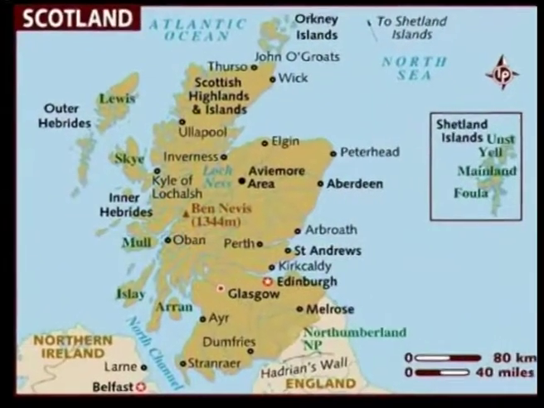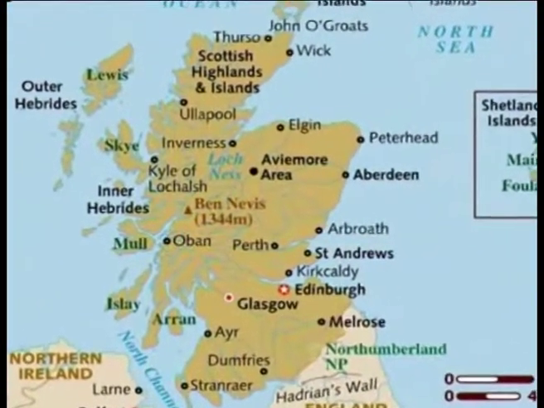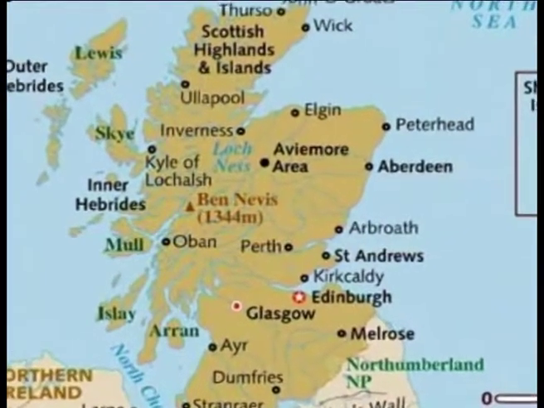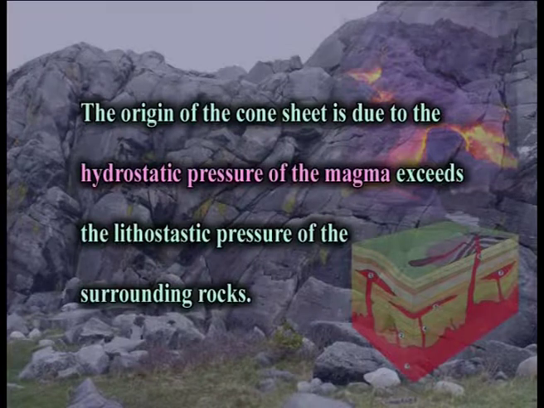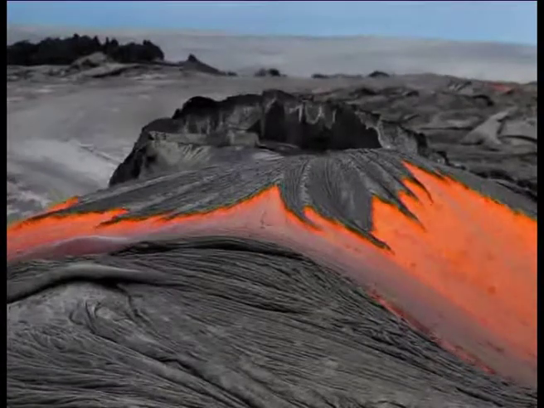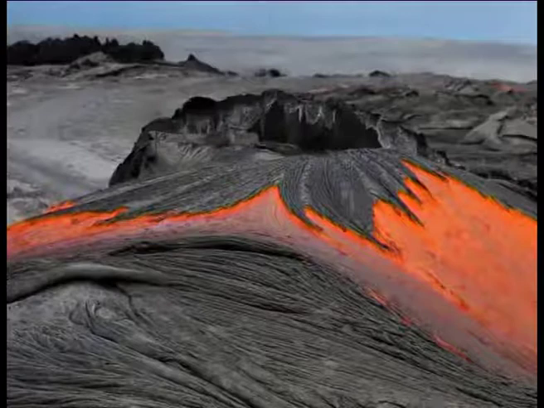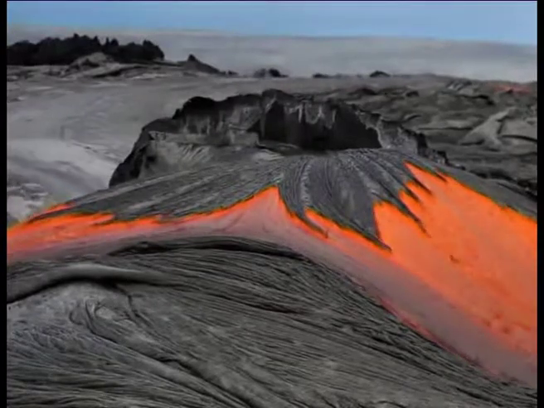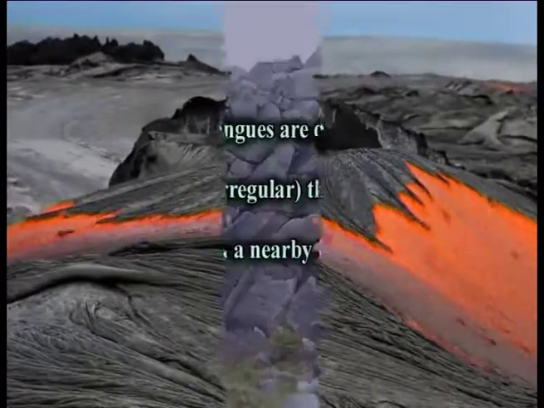In Mull, an island off the west coast of Scotland, they are concentric about two distinct centers. The cone sheets of the older center are cut by those associated with the younger center. The origin of the cone sheet is due to the hydrostatic pressure of the magma exceeding the lithostatic pressure of the surrounding rocks. The magma will be pushing on its walls. The tension fractures will form parallel to the greatest principal stress axis, which controls the emplacement of cone sheets.